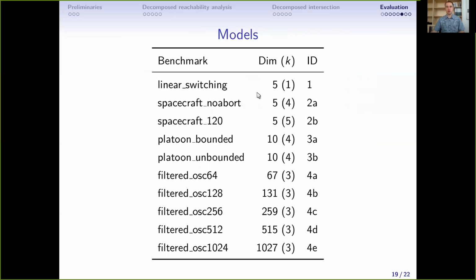So these are the models that we will see in the next slide. The first one is a random model from a benchmark repository. These two models with two instances each are taken from the Arch competition. The first one is not good for our algorithm because it has most or even all dimensions constrained in the guards. The second one is good for our algorithm because less than half of the dimensions are constrained. And then there's this filtered oscillator with different numbers of dimensions or filters, where in each case, as you can see, we have only 3 constrained dimensions.